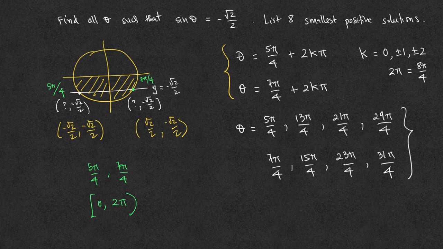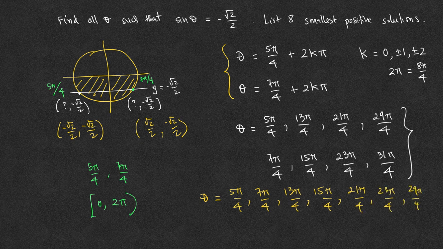If we want to list the solutions in ascending, increasing order, we would list them as 5 pi over 4, 7 pi over 4, 13 pi over 4, 15 pi over 4, 21 pi over 4, 23 pi over 4, 29 pi over 4, and 31 pi over 4.